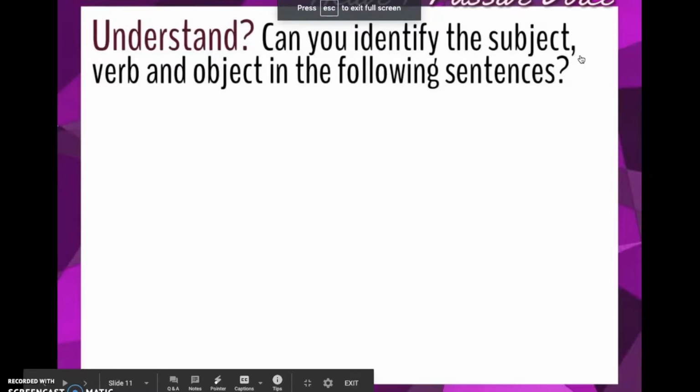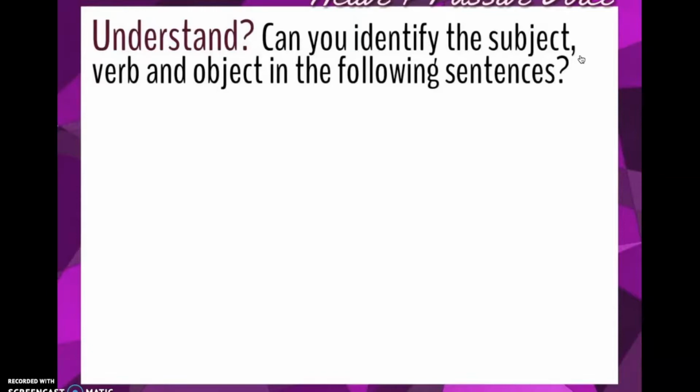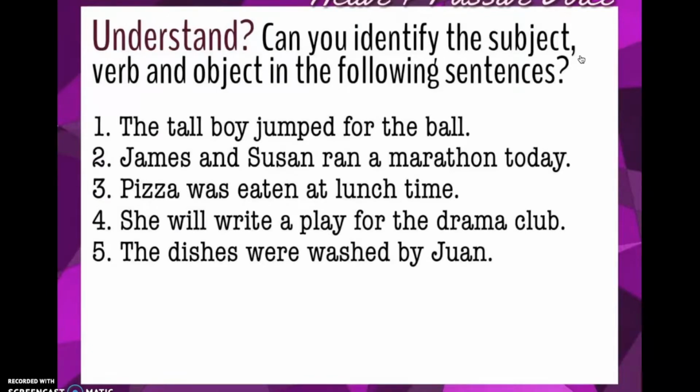Alright, so let's see if you remember how to do this. Try to identify the subject, verb, and object in the following sentence as practice. Number 1, the tall boy jumped for the ball. Number 2, James and Susan ran a marathon today. Number 3, pizza was eaten at lunchtime. Number 4, she will write a play for the drama club. Number 5, the dishes were washed by Juan.